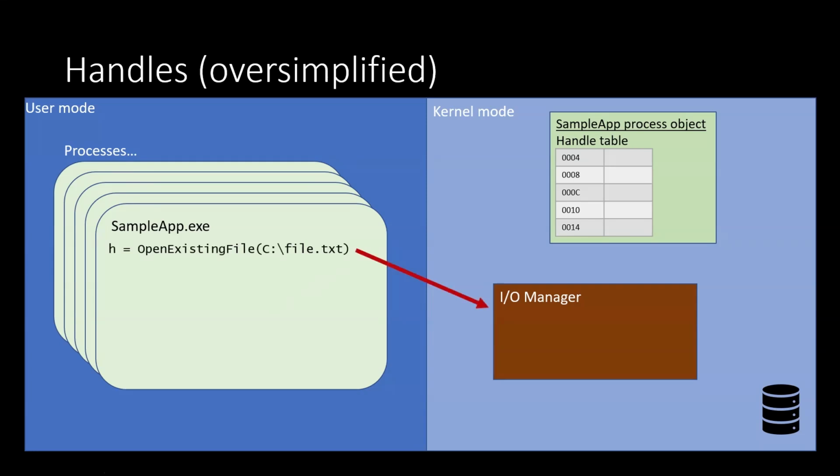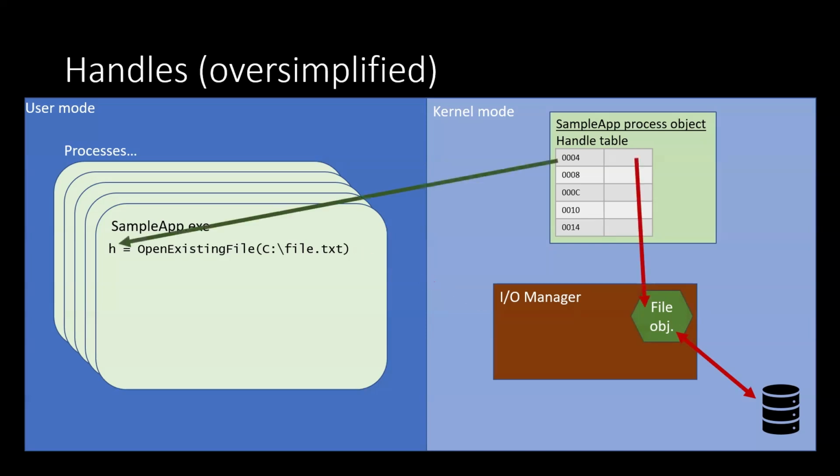So it calls an API. In this case, it's actually a pseudo API, but just for demonstration purposes, it calls an API that interfaces with the IO manager in kernel mode. The IO manager allocates memory for and creates a file object, which is used to access the corresponding bits on disk. A pointer to this file object is added to sample app's handle table, which increments the file object's handle count.